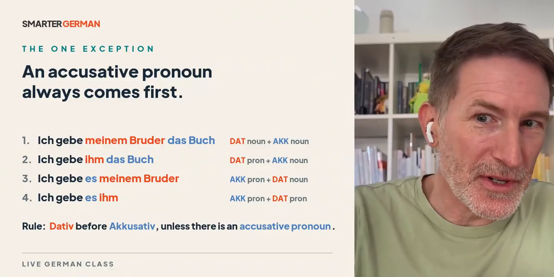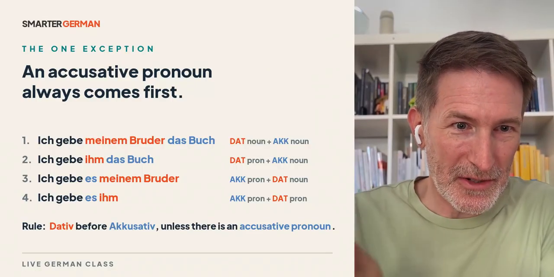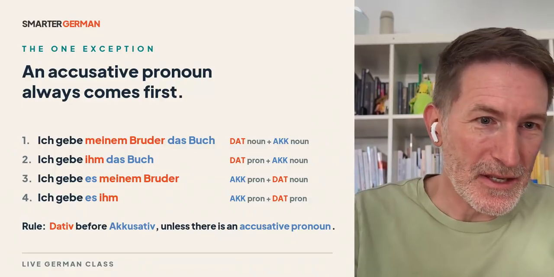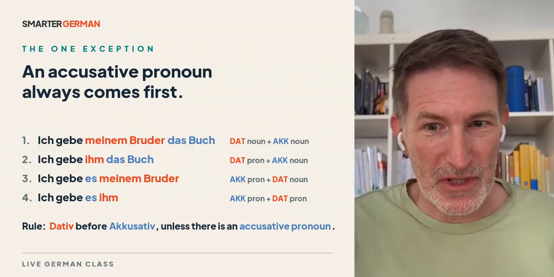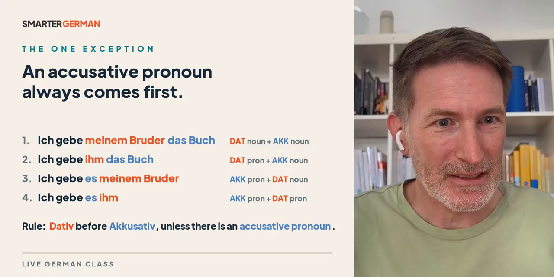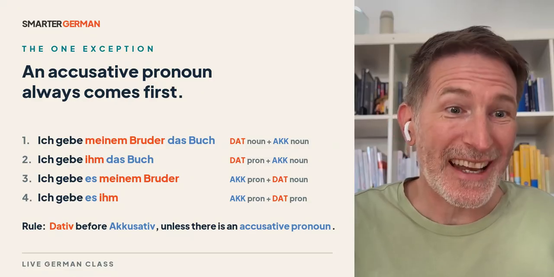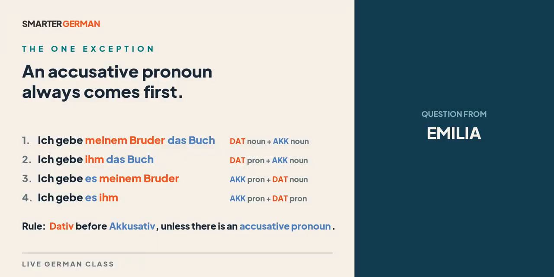Whether this rule is worth learning or not, as long as you understand: the order is dative accusative unless there is an accusative pronoun. That always comes first. So it's 50-50. Clear? Okay, so you cannot say, ich gebe das Buch meinem Bruder.